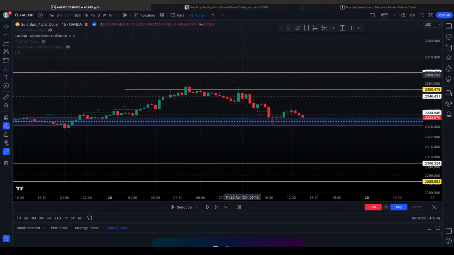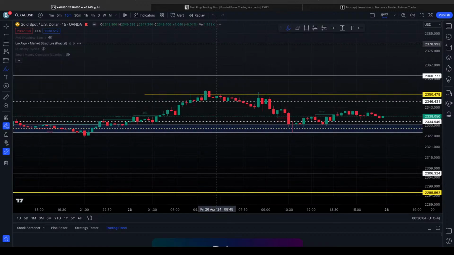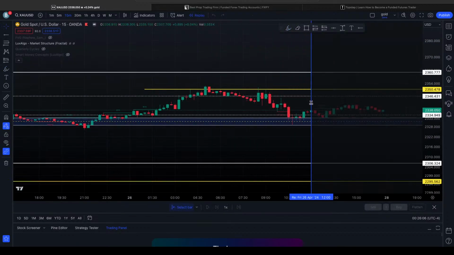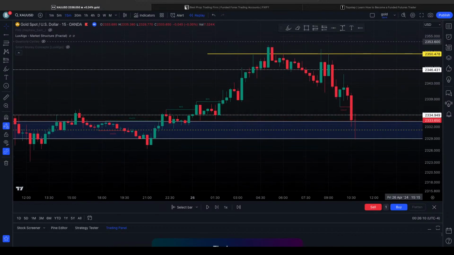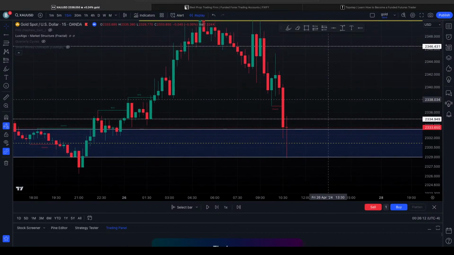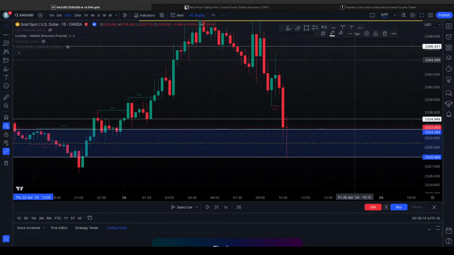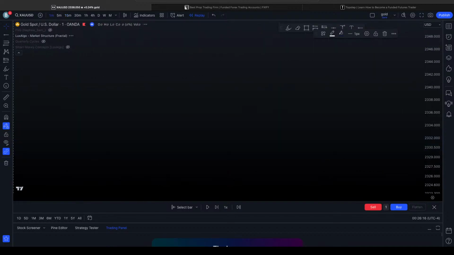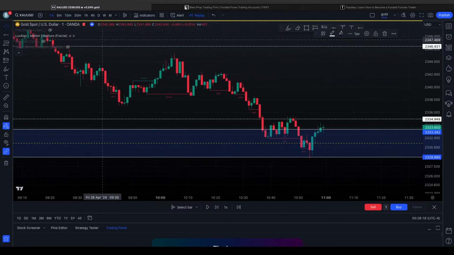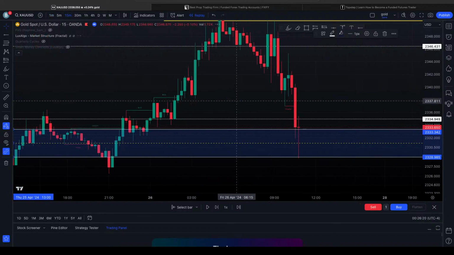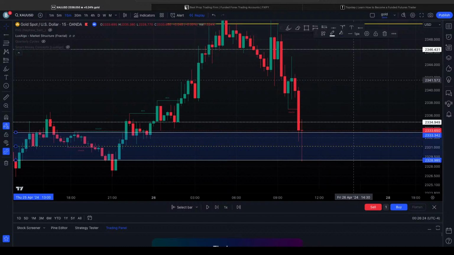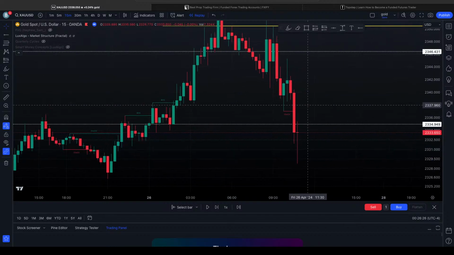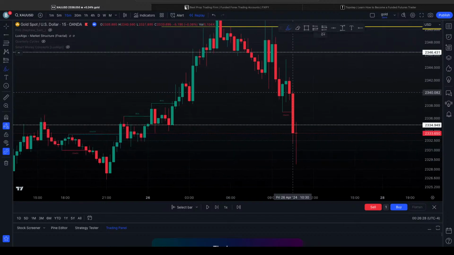Here, let me show you right here. Oh, right here. Boom. It's the same idea right here. Same idea. Everything looks the exact same. What I'm saying is it happens over and over and over again. See, look at this candle right here.